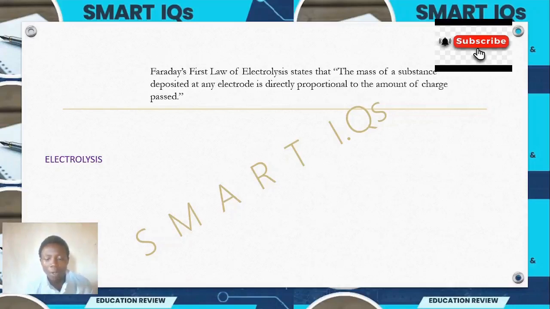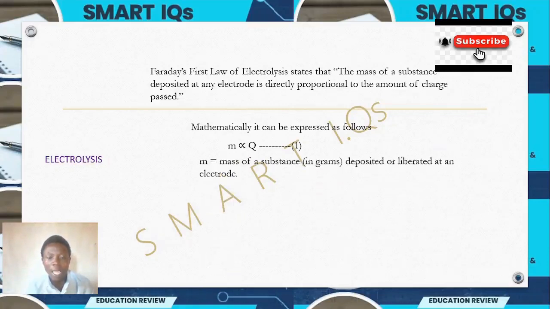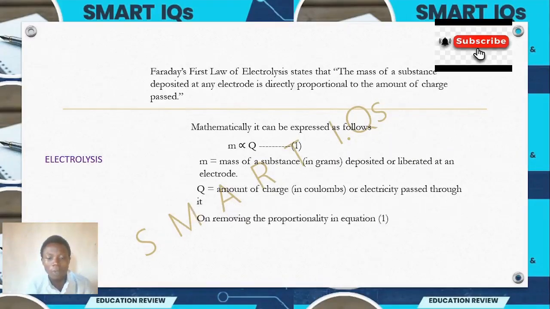With that understanding, let's express mathematically what Michael Faraday is saying. The mass of the substance that will be deposited, liberated, or discharged at the electrode will always be proportional to the amount of charge. Where m is the mass of the substance, which is in grams, and Q is in coulombs, the electricity that passes through the electrolyte, known as the amount of charge.